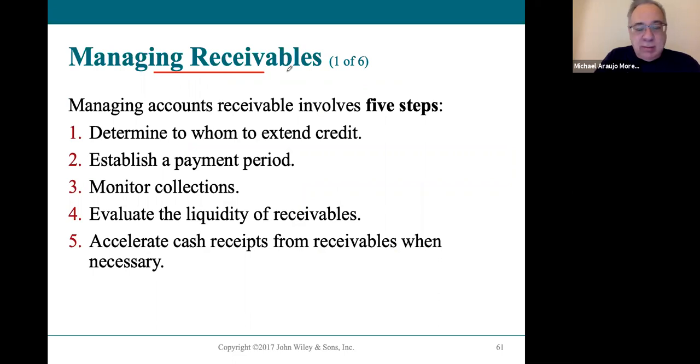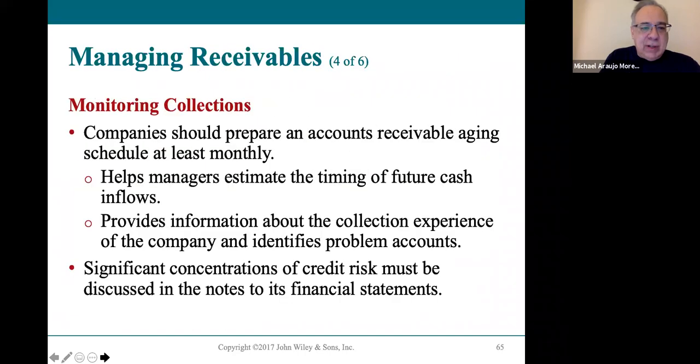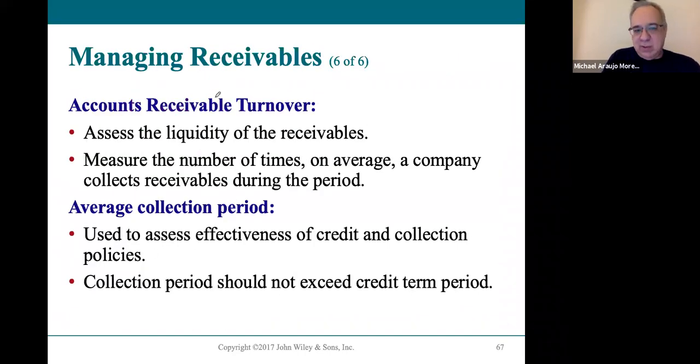Managing receivables is important for businesses. Who are you going to extend that credit to? Who you are willing to sell on account to is really critical. What's your payment period? Is it going to be a standard 30-day period? Some industries have a longer period, some a 45 or 60-day period. How are you going to monitor collections? Are you able to evaluate how quickly you are turning that into cash? And are you offering any discounts to accelerate payments, or sending them any threatening letters? Those are interesting things to think about when it comes to receivables.